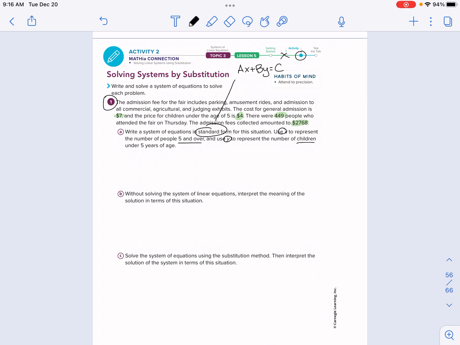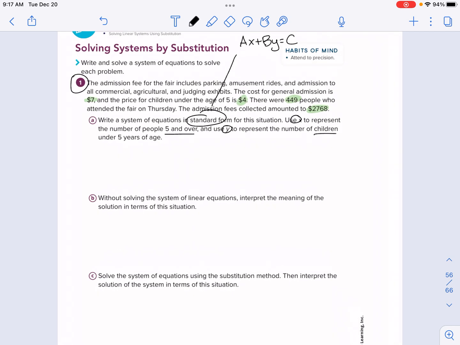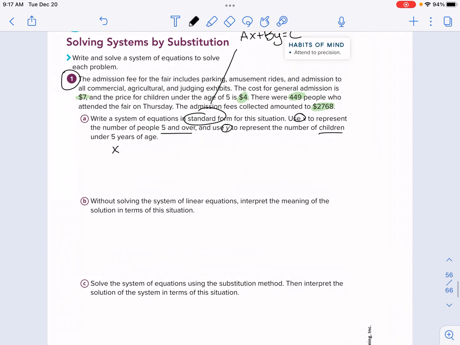So what we can say is we're just going to say x is adults, y is children, although it doesn't quite amount to that, but just for simplicity's sake. So you can write an equation for the number of people. The people over the age of 5, x, plus the people under 5, y, is the total amount of people that attended, which is 449.